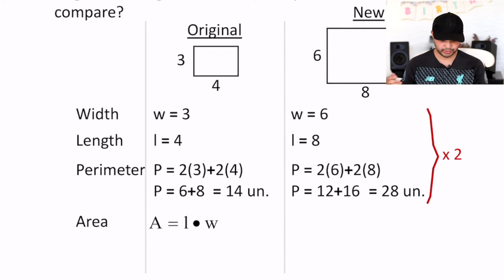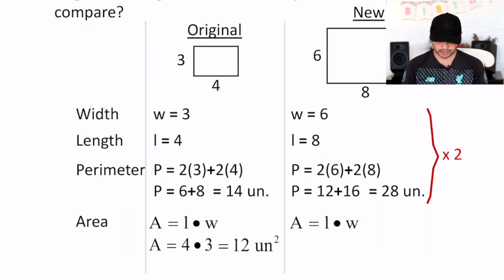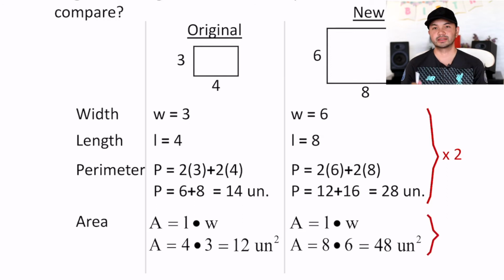The area of a rectangle is length times width, right? So length times width here, 3 times 4, that's going to be 12 square units. Length times width, 6 times 8, that's going to be 48 square units. That's not double. So you have to be very careful when you're just guessing that the area is going to double too. It's actually not. This is actually times 4.